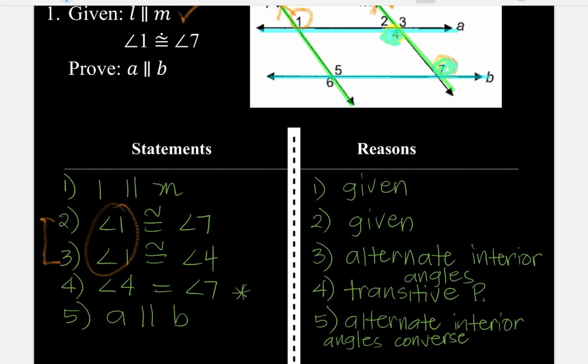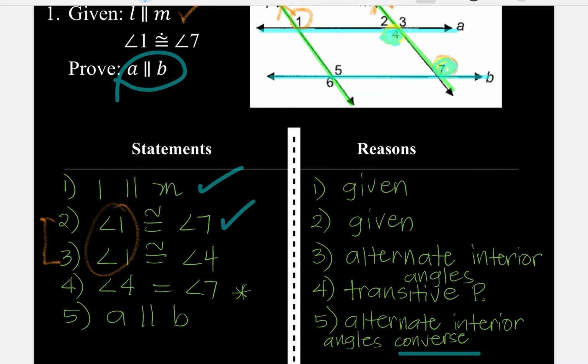Now, since we're doing the opposite of that, we know there are parallel lines that are introduced, but we also started with angles. And then from angles, we are to prove that the two lines are parallel. So if we end up with lines that are parallel, we are going to attach the word converse to our reason.